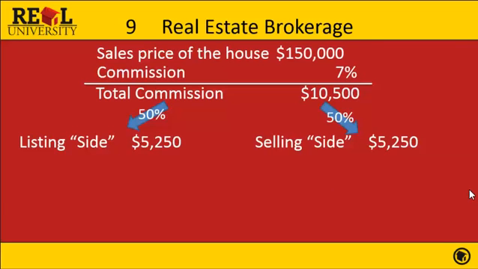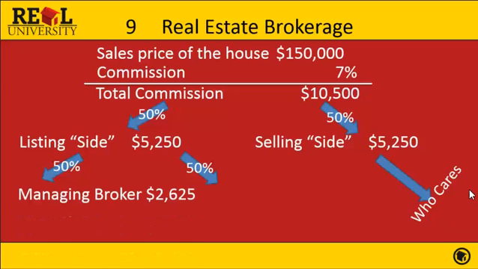Now, you did all of the work for my client, called your mother, and you and I are on a 50-50% split. So I get half and you get half. So I make $2,625, and you make $2,625.